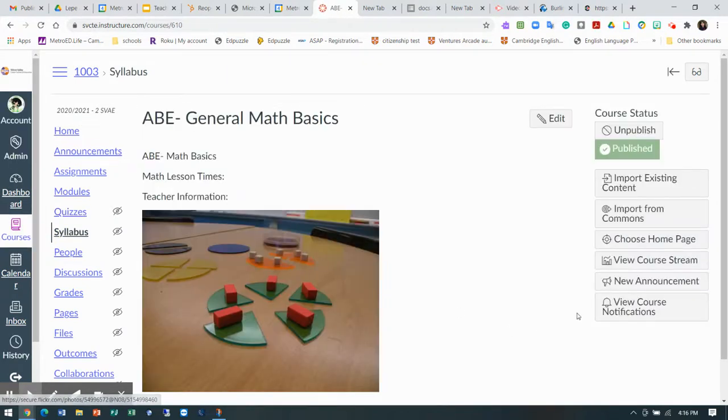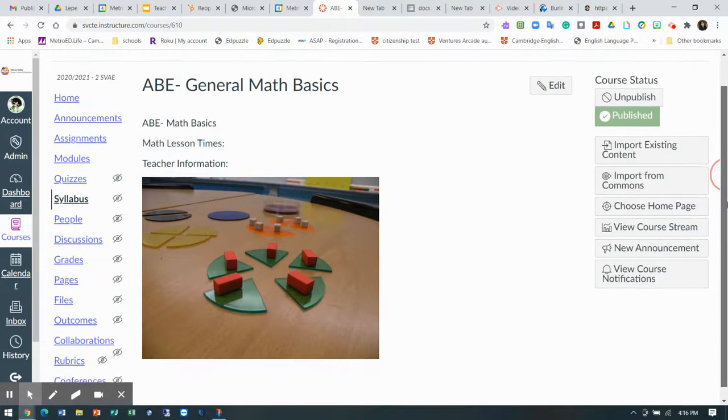So that's math, okay? I'm going to send this to you and Yvonne, Drew and Yvonne, so you can kind of understand the ABE Math Basics, okay? So ABE students should be enrolled in both of those Canvas courses, okay?